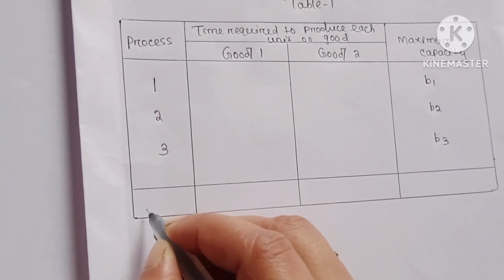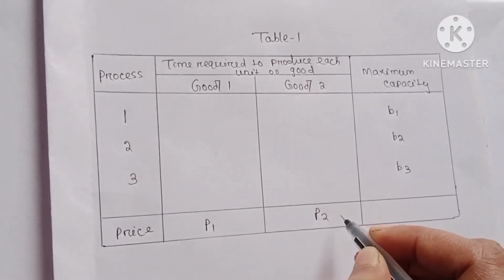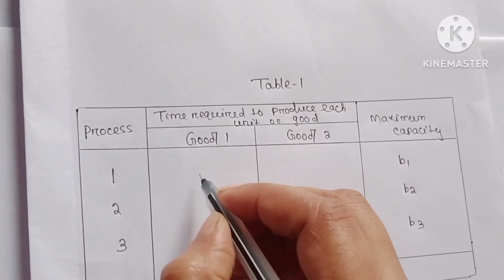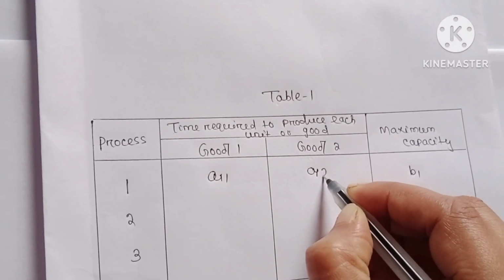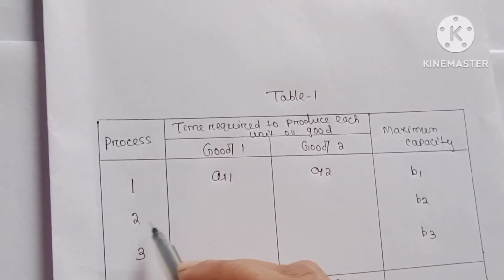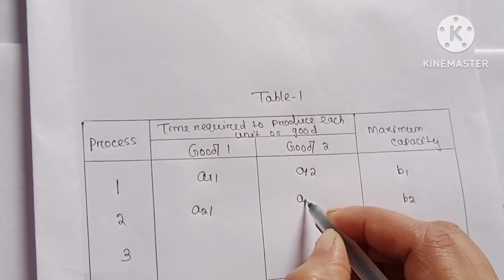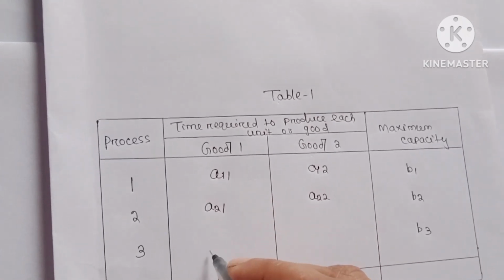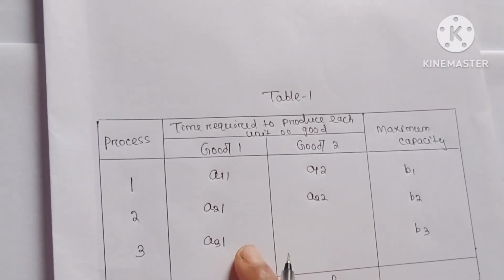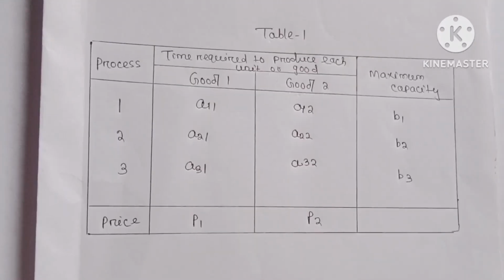So we can write here the price of good 1 is P1 and the price of good 2 is P2. Suppose in process 1 good 1 is produced, then this becomes a11, and this represents good 2 produced in process 1. Next, this represents process 2 and good 1, so a21, and this represents process 2 and good 2, which is a22. This cell represents process 3 with good 1, that is a31, and a32 means process 3 and good 2. Now we have presented the above information in tabular form.